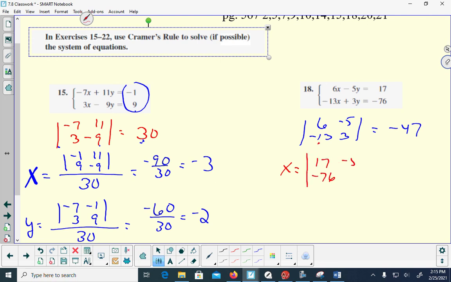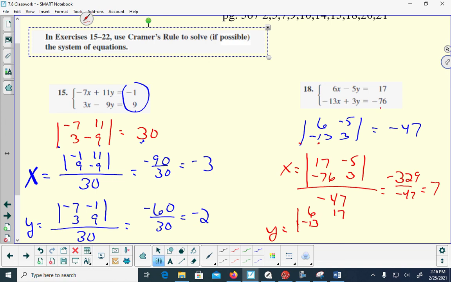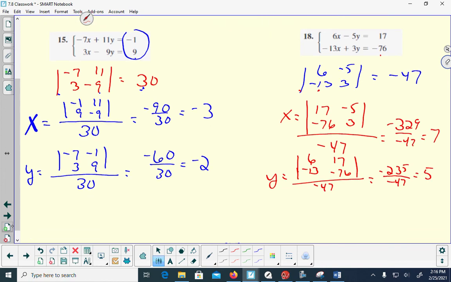Leave the y column alone. And I'm going to divide that by that negative 47. And when I do that, I get a negative 329 over negative 47, which will be a positive 7. To find the y, again, going up to my coefficients, the 6 and the negative 13 stay the same. In place of the y column, I write the 17 and negative 76 and put that over negative 47. This ends up being a negative 235 over negative 47, which gives me an answer of 5. So my ordered pair is going to be 7, 5, and over here it was negative 3, negative 2.